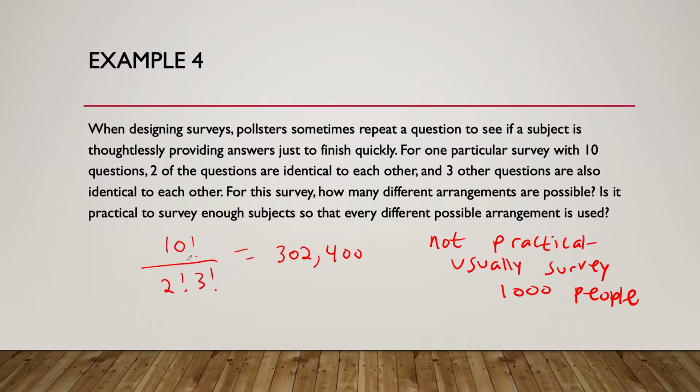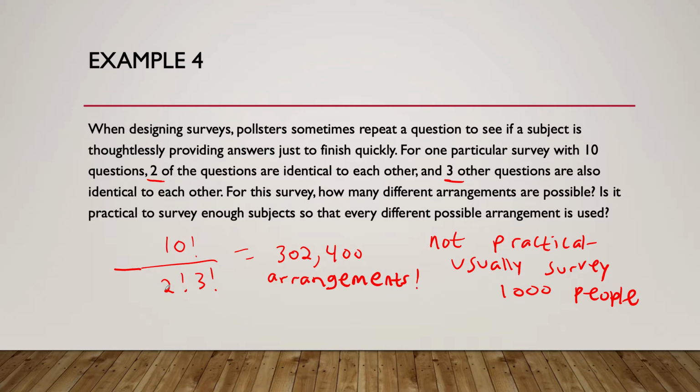So here we have 10 factorial divided by 2 factorial times 3 factorial. We toss this into a calculator, we get an answer of 302,400 possible arrangements. Now you might be wondering, if you add 2 and 3, you get 5, not 10. What happened to the remaining 5 that you need for this to make mathematical sense? That's because the only repeats that we have are the 2 and the 3. The rest of them are all 1s.